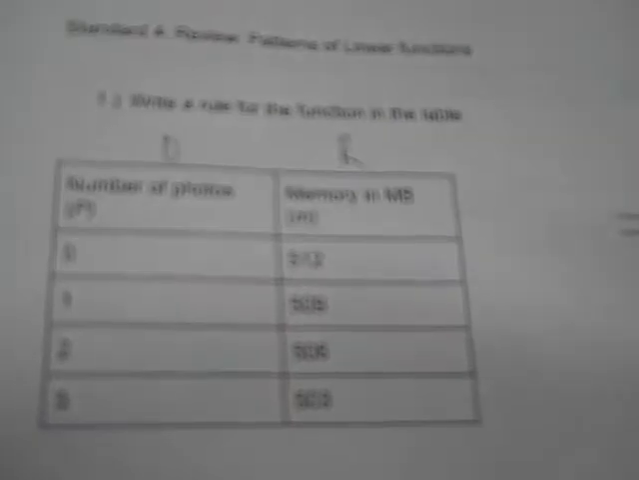So I can see the number of photos. We got 0, 1, 2, 3, and then the memory in the bank is 512, 509, 506, 503. Now, this is the domain, this is the range, okay? And you already know what they are, okay? So you start with your range variable, which is m, and that starts at 512.